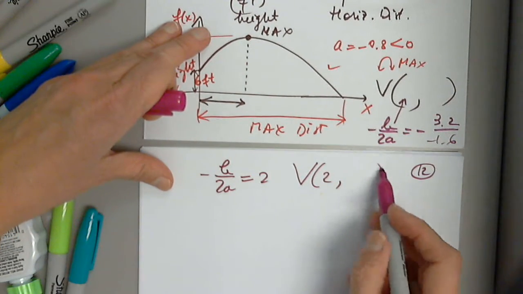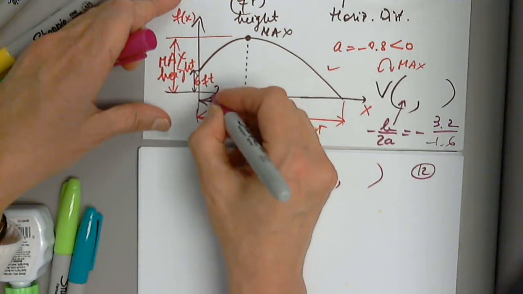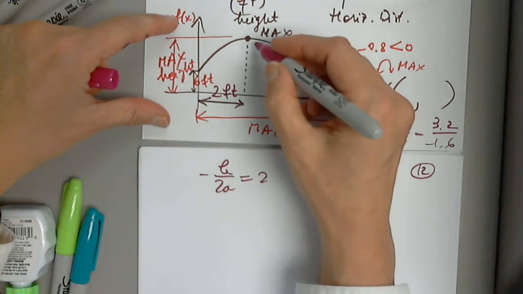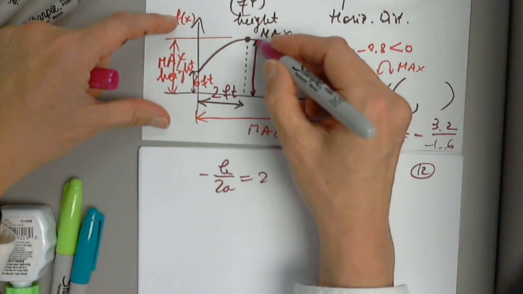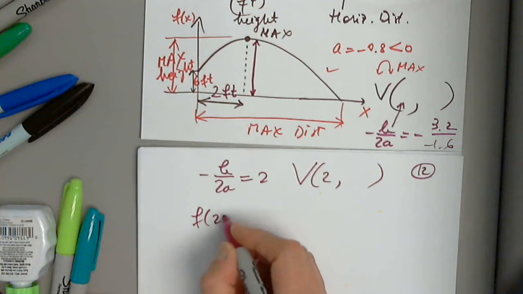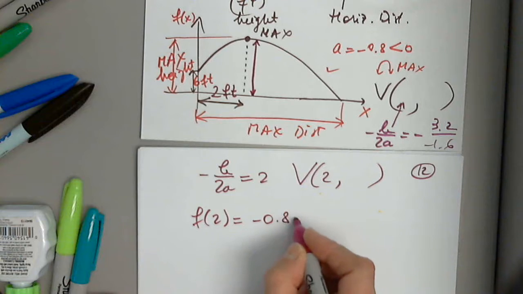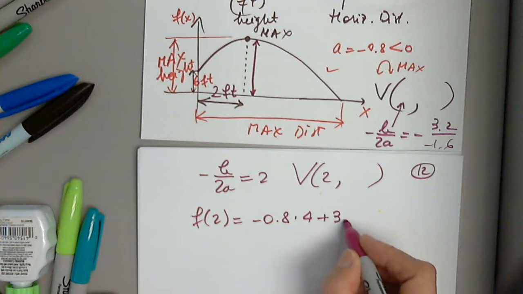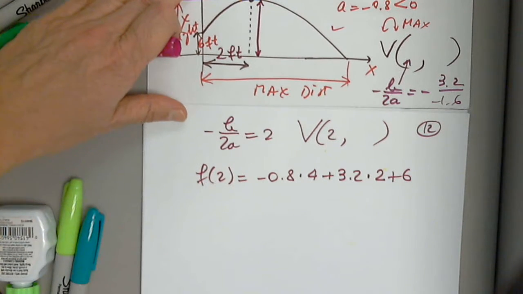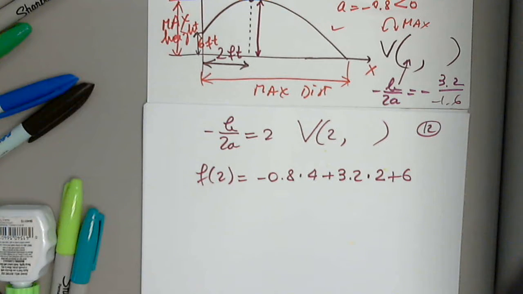Good. So now how do I find the y coordinate? So this is 2 feet. But I'm interested in this now. How do I find that height? Very good. So I have to find f of 2, which is negative 0.8 times 4, plus 3.2 times 2, and plus 6. How much do we get for that?